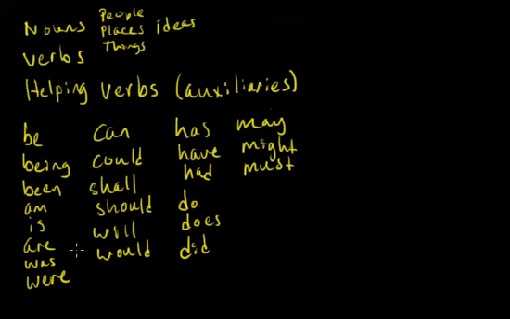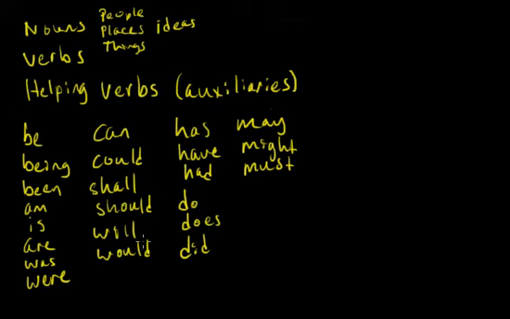These are our 8 linking verbs. I'm sorry, linking verbs. Be, being, been. Am, is, are, was, were.